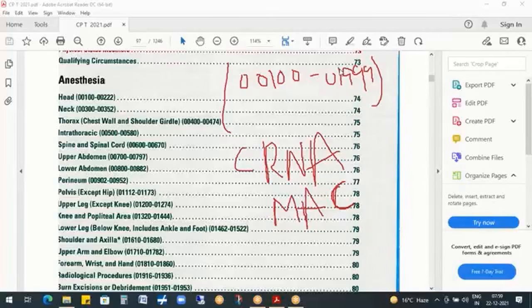Fourth point. For example, if the patient looks weak or dehydrated and needs fluids, the physician will administer IV fluids, or sometimes blood. The anesthesiologist can do this, right? Administration of IV fluids, meaning hydration, saline, and blood. If this is done by the anesthesiologist, it's a part of the anesthesia code. Next one.